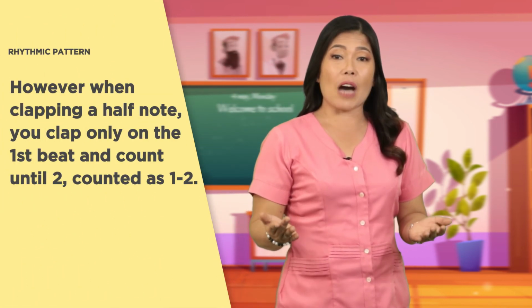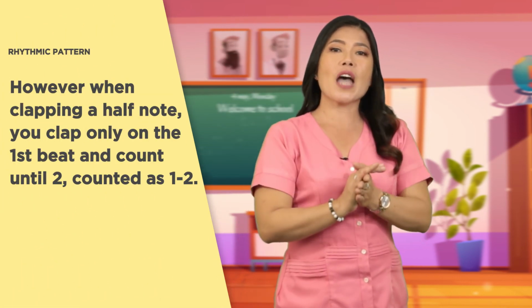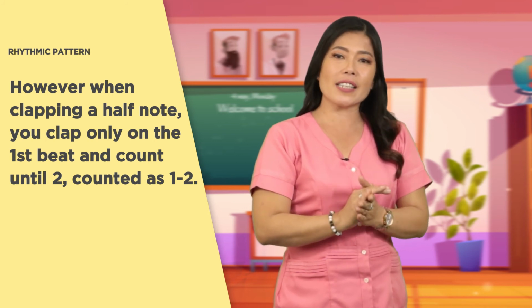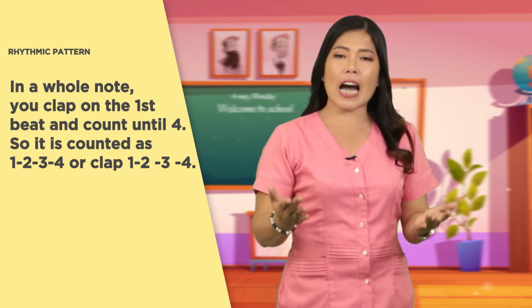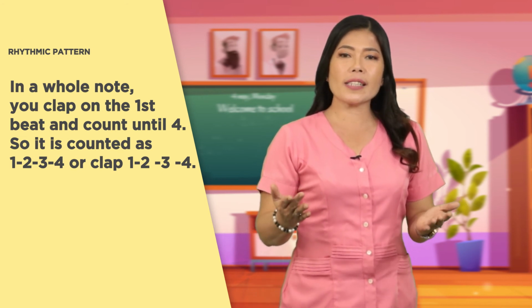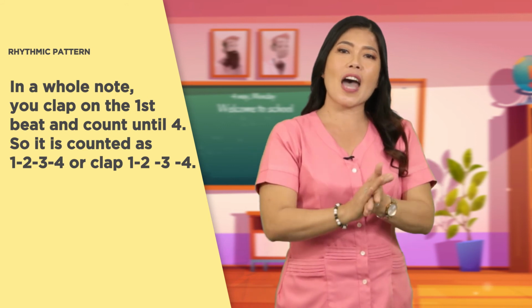There are 4 quarter notes, so you count as 1, 2, 3, 4 to the beat. When clapping a half note, you only clap the first beat and count until 2, counted as 1, 2. In a whole note, you clap on the first beat and count until 4, so it is counted as 1, 2, 3, 4.